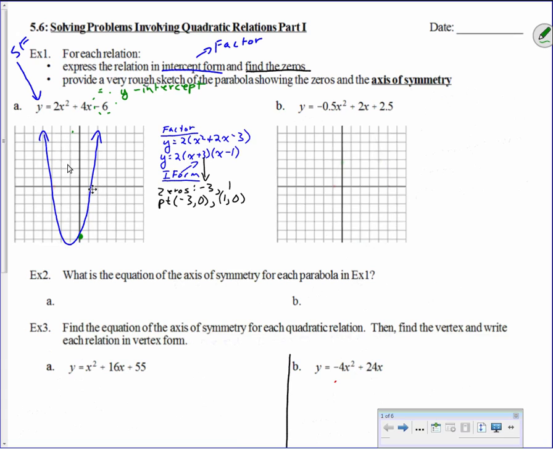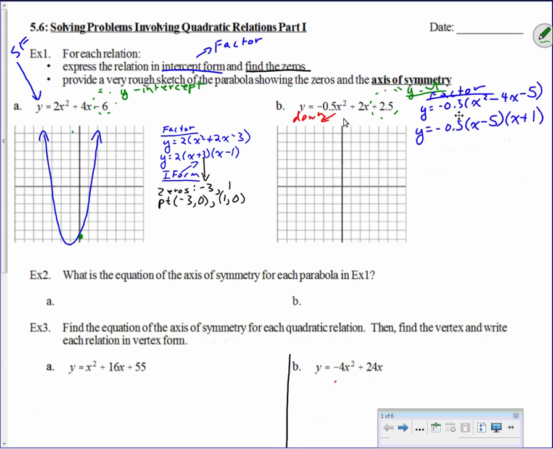And if we want to, we could draw our axis of symmetry on this graph. Now I'm having issues getting my points to pop up on the graph, so don't worry about it. When you graph it, make sure that you draw your axis of symmetry exactly halfway between -3 and 1.